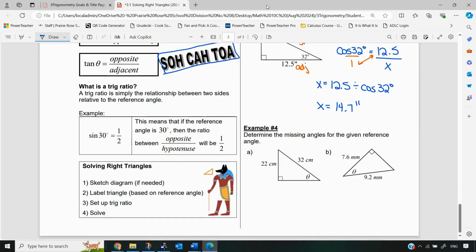Now that we know how to solve for missing side lengths, the only thing left to do is solve for missing angles. And guess what? The process is the same. Label your triangle, set up your ratio, solve.